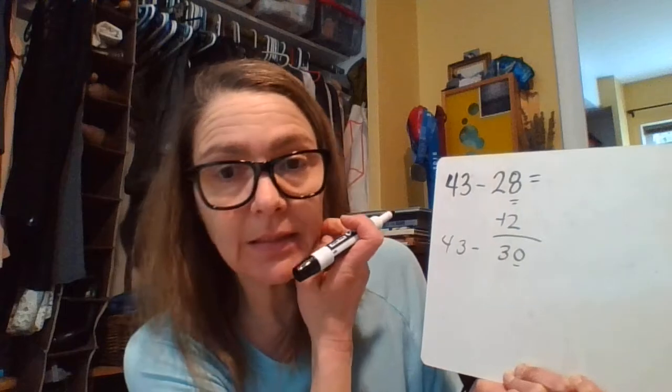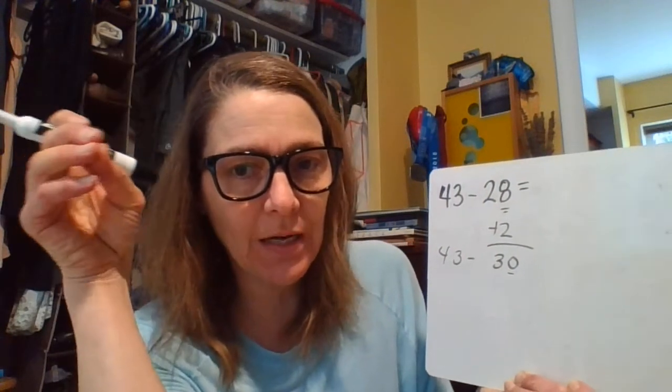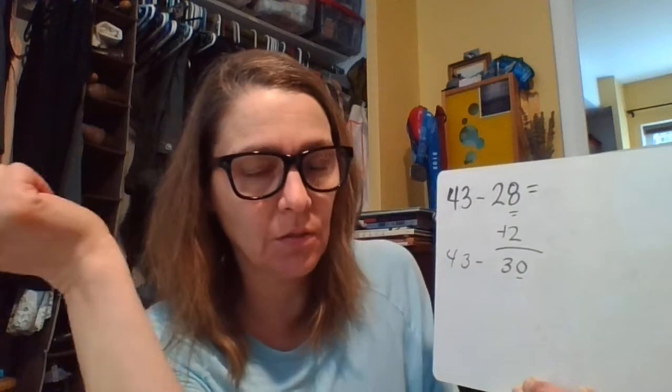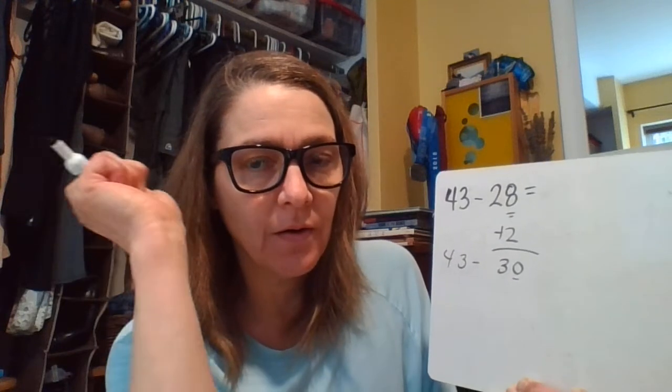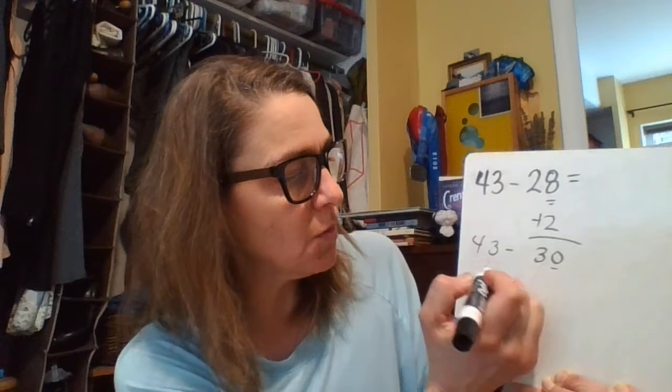Okay? And that's using the 0 property, which means anything you add or subtract to 0 is going to be the number that you added or subtracted to it. For example, 4 plus 0 equals 4. 4 minus 0 equals 4. Okay? So we're going to continue.